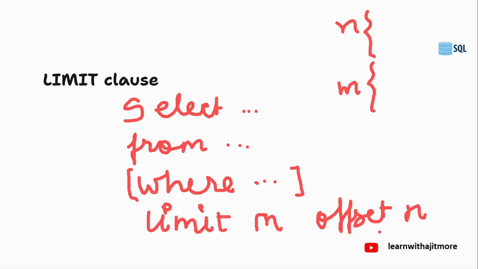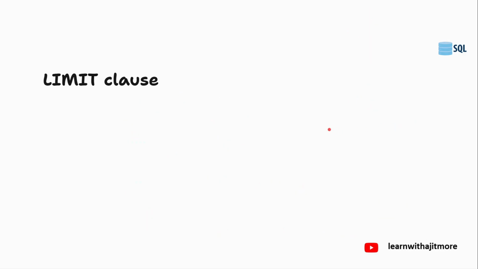Now in this, what will it do? It will skip how many records from the beginning? N records are skipped. And after skipping n records, m records are displayed. Understanding? Clear? So I'll show you the output, don't worry.